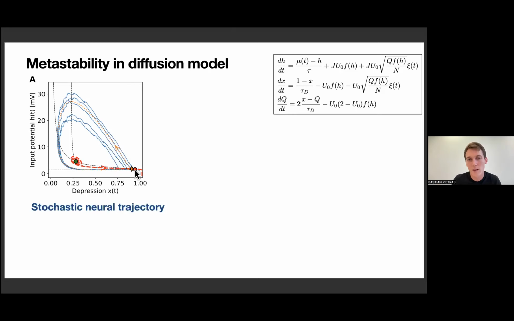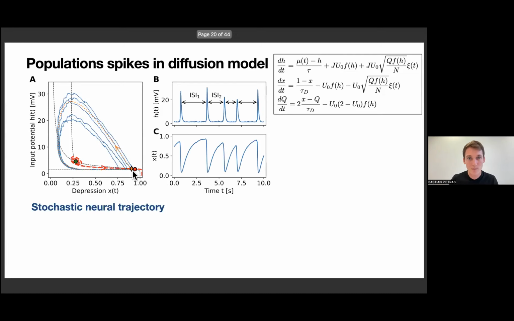But because of these finite size fluctuations, at some point we will be kicked across the separatrix, and then run along the orange dotted curve, along this unstable manifold, back towards the fixed point, to this low activity fixed point. So if we look at a trajectory over time, then we see in the H dynamics of our input potential these population spikes, and the X variable goes like that. Okay, so here we have a nice population spike diffusion model.